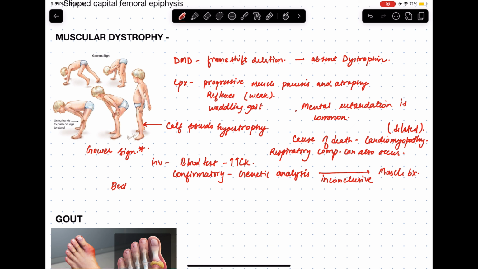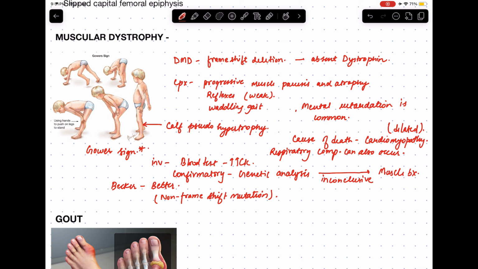The only thing that we need to know about Becker is that in Becker there is no frame shift deletion. It is a non-frame shift deletion, so the dystrophin protein is not completely absent, but it is partially functional in these patients.